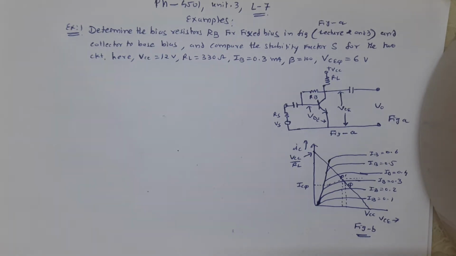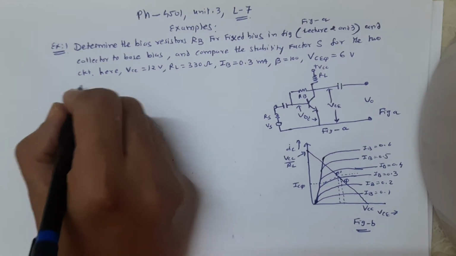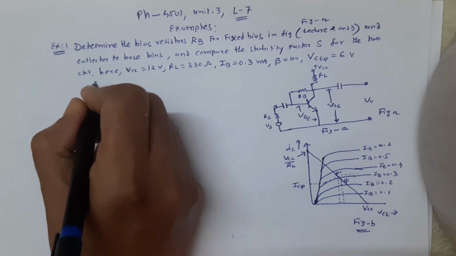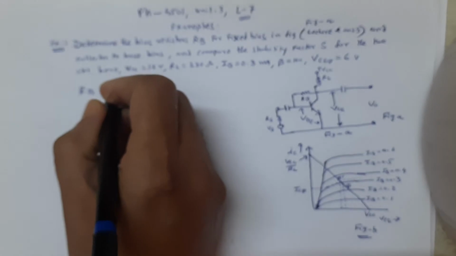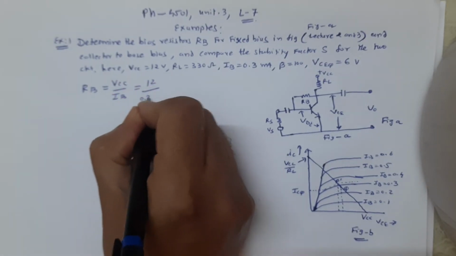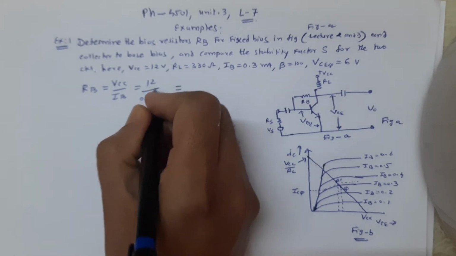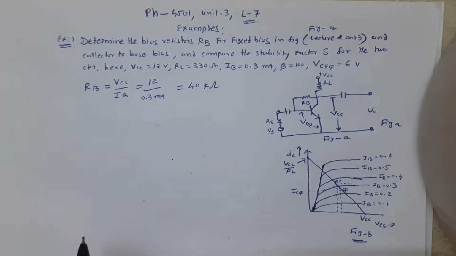To solve this, we first of all take the fixed bias circuit. Now from the circuit, RB is equal to VCC upon IB, and this is equal to 12 upon 0.3 milliampere, and it is equal to 40 kilo ohm.